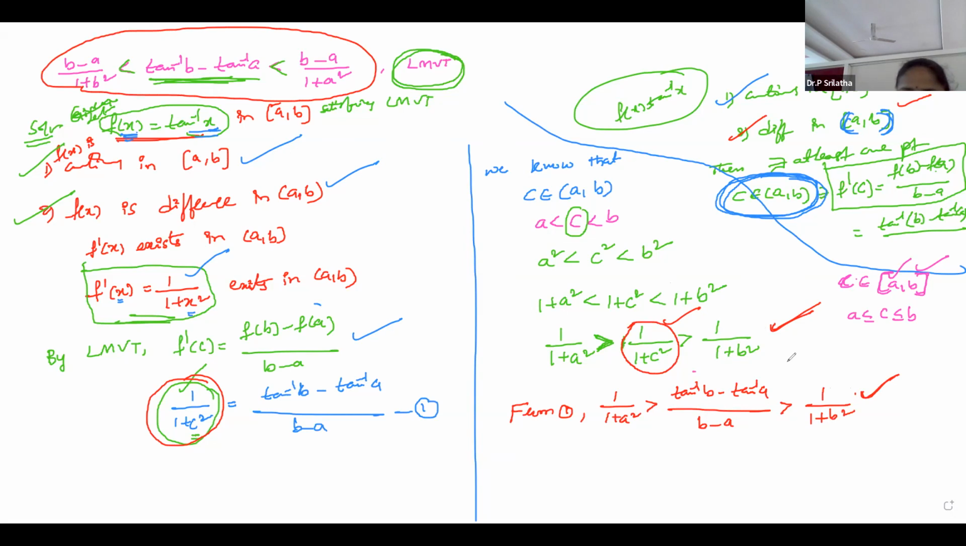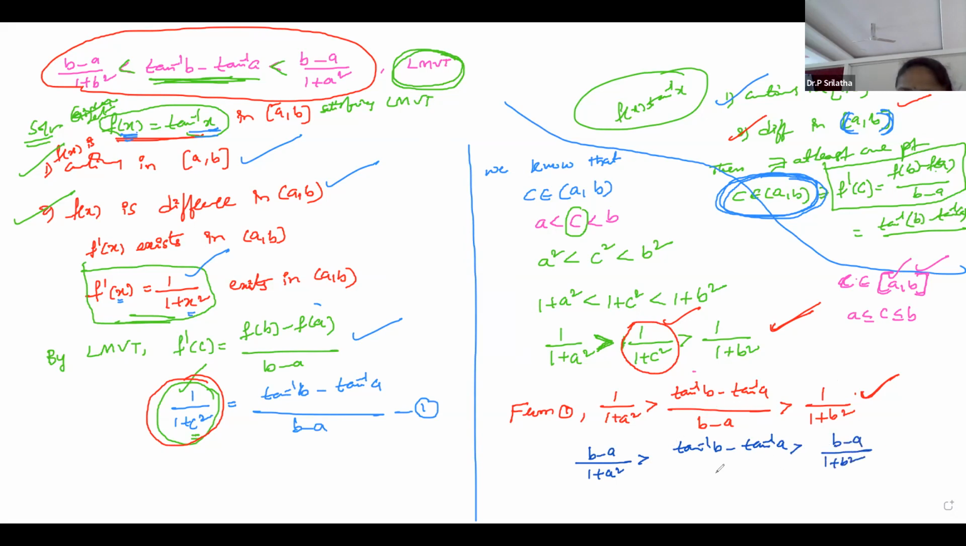Okay, so we have to convert this total term like this, right? It is not yet converted into that form. So what should we do to convert it? In the denominator we are having b minus a. Since b minus a is in the denominator, what should we do to send it to the numerator? Multiply with b minus a on both sides. We are multiplying the total with b minus a. Then this will be b minus a divided by 1 plus a square is greater than tan inverse b minus tan inverse a is greater than b minus a divided by 1 plus b square.